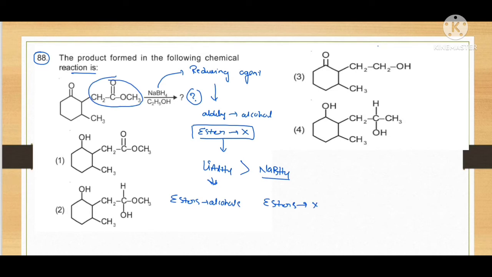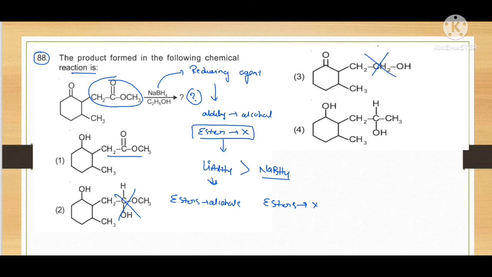Okay, now let us verify the options. Here, the ester part remains. Here, the ester is converted to alcohol. You can easily eliminate option 2. Why? Because we just discussed that sodium borohydride does not react with esters. Here, esters are converted into alcohols. This option will also be eliminated.